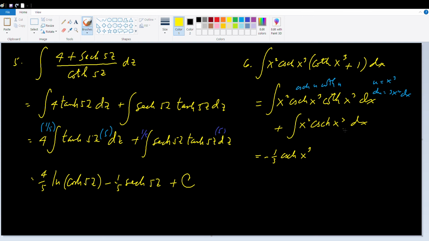For the second integral, it is of the form hyperbolic cosecant of u. Again, we have the same u and du, so we shall be needing 1/3. And the integral of hyperbolic cosecant is ln of the absolute value of hyperbolic tangent of u over 2, which is x cubed over 2, plus c. So that is our final answer.